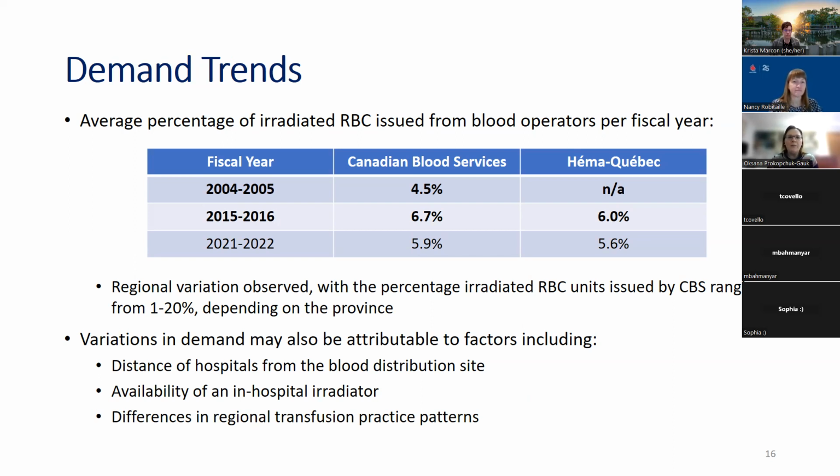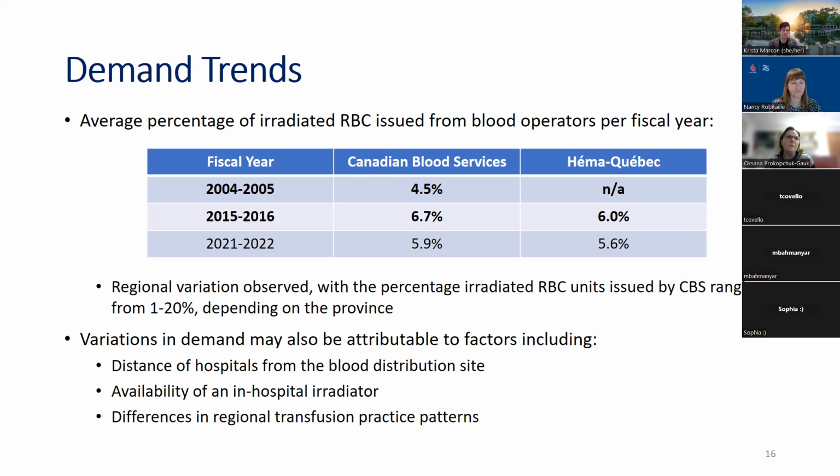Now, looking province to province, there's a surprising variation in terms of the percentage of irradiated red cell units issued by CBS, and this ranges from 1 to 20% depending on the province. And you might wonder, well, why is there so much variability between the provinces themselves? This is predominantly because irradiation that occurs at Canadian Blood Services may lead to red cells that need to be transported to a variety of different hospitals.